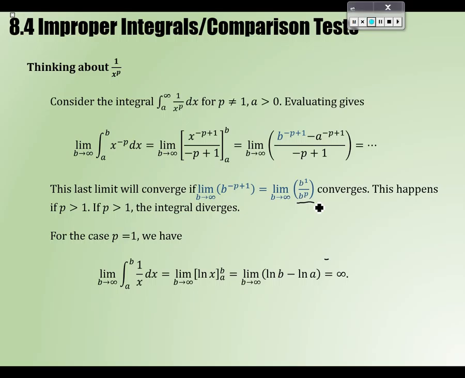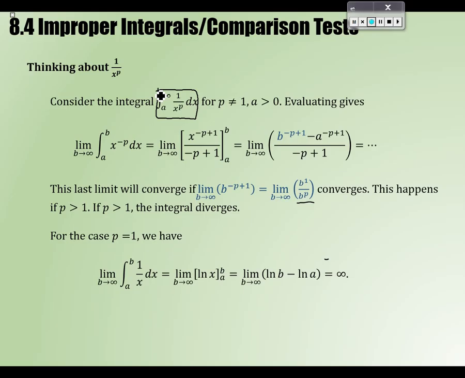I think maybe we even did a problem like that yesterday. Here I have a as the bottom limit of integration. But in general, the only time this integral converges is when p is strictly greater than 1. If p is equal to 1, it diverges. See this work? If p is less than 1, then the limit diverges, and you can try with a few examples.